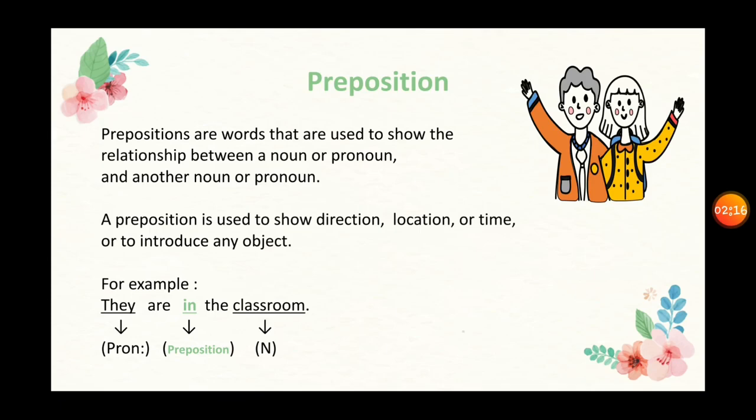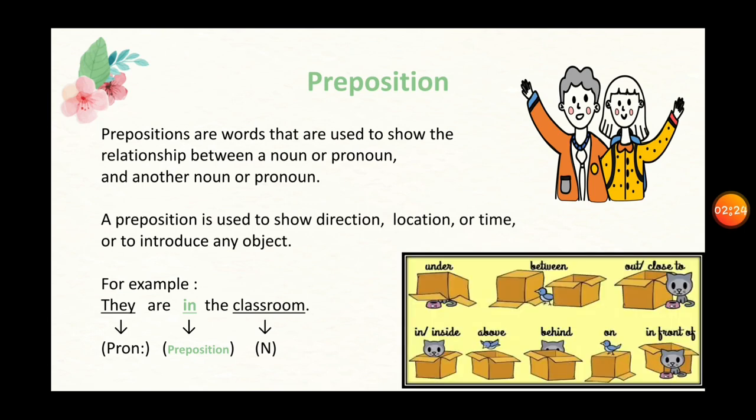Remember one thing, there are 150 prepositions in the English language. Among them, some are under, between, out, close to, in, inside, above, behind, on, in front of. Those you can see in the picture, in the yellow color. So let's go for the next one.